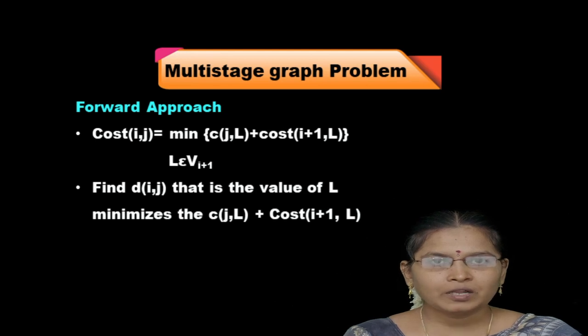This is the formula for finding the cost. Cost of i comma j equals the minimum of C of j comma L plus cost of i plus 1 comma L, where L belongs to the vertices in the next stage, that is i plus 1, where C of j comma L is the weight of the edge from node j to L. Next we have to find d of i comma j, that is, the value of L that minimizes the cost.